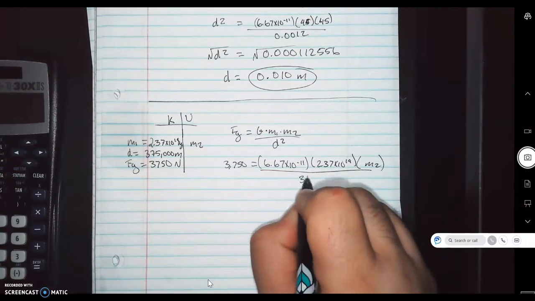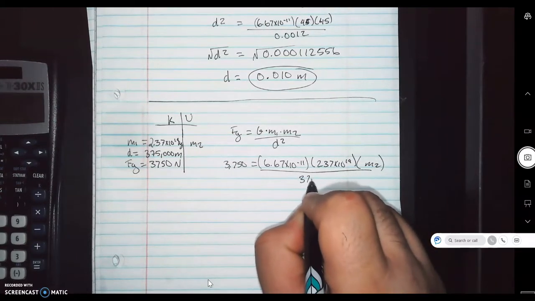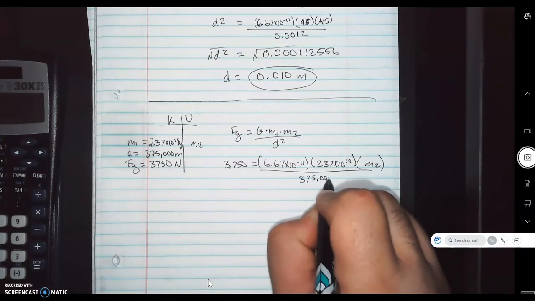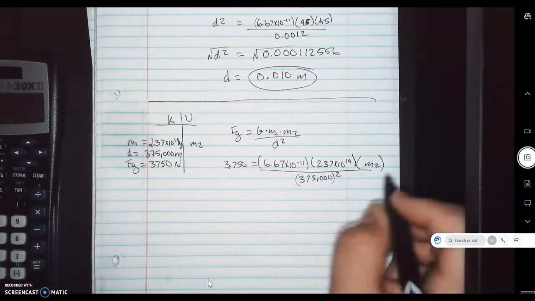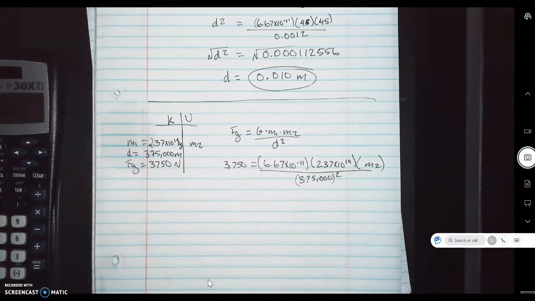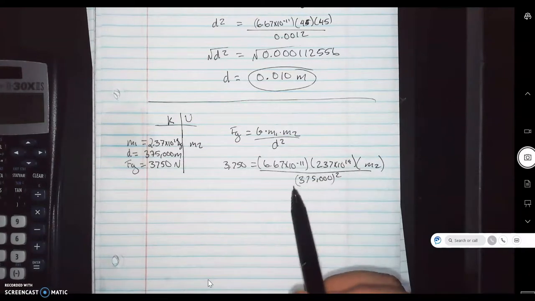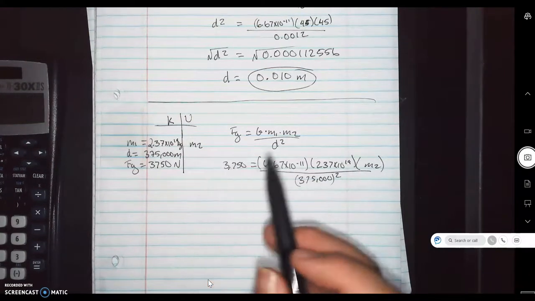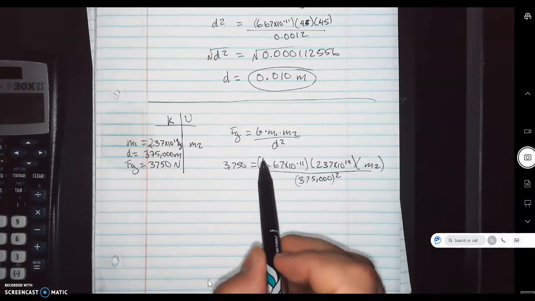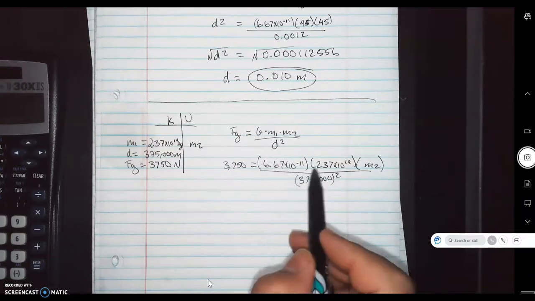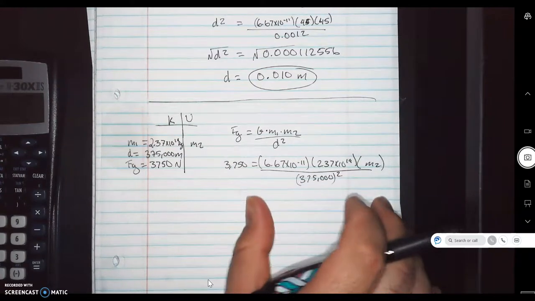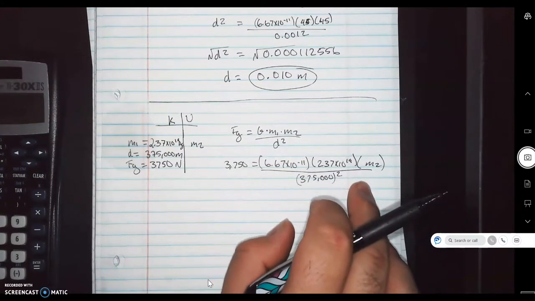And now the distance is 375,000 meters away, and just make sure you square that. Okay, so working with this, we can move the distance over to the other side. The way I like doing it is just simplifying these three terms, so multiplying the top two and then dividing by the bottom squared, and you'll have one discrete line going across.